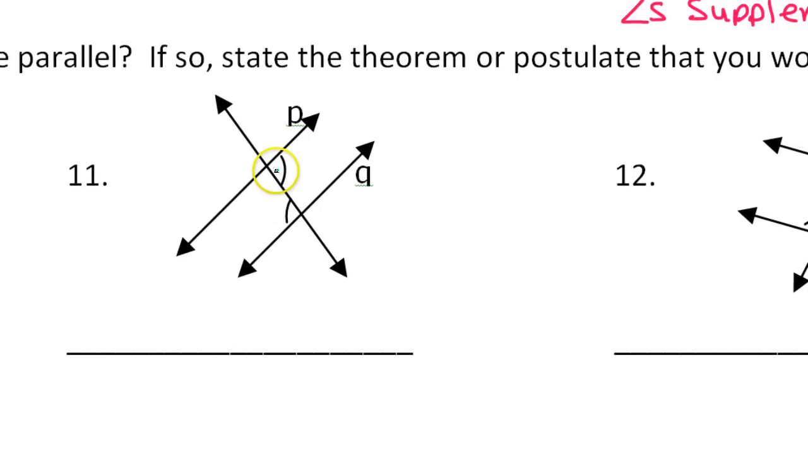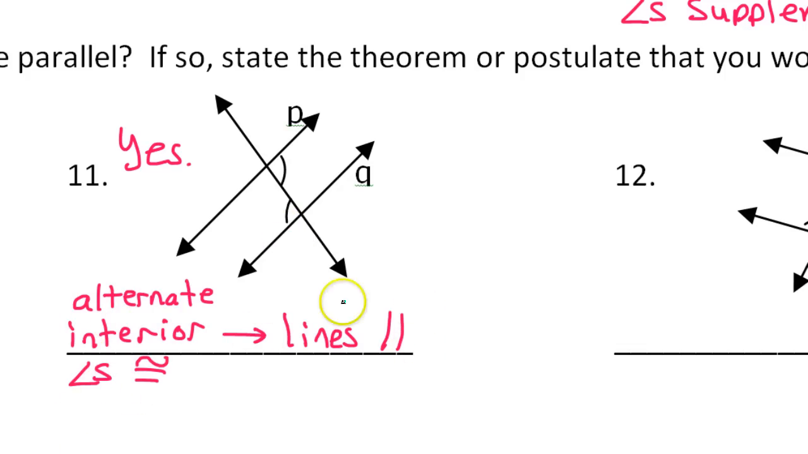Well, these are alternate interior angles, and these markings mean that they are supposed to be congruent. So that is enough to prove that P and Q are parallel, because if alternate interior angles are congruent, then the lines are parallel. That's our postulate. And again, you can read this in 2 ways. You could either say alternate interior angles congruent implies lines parallel, or you could say if alternate interior angles are congruent, then the lines are parallel. Either way, it's an acceptable way of saying the theorem or postulate.